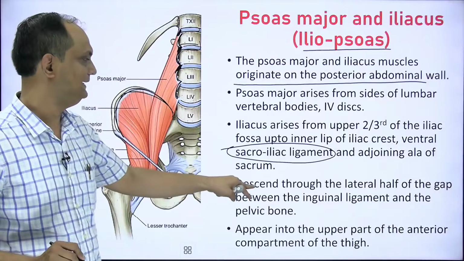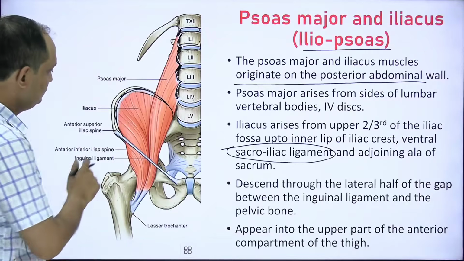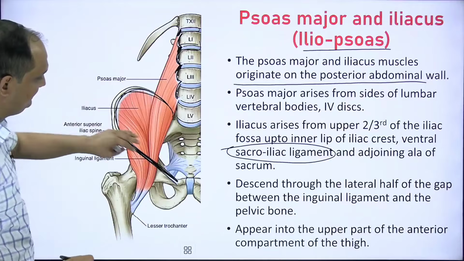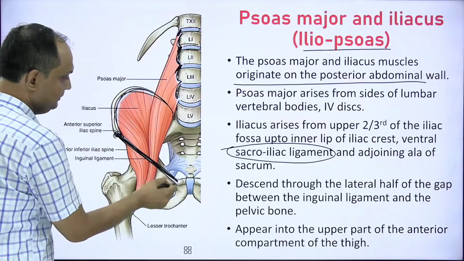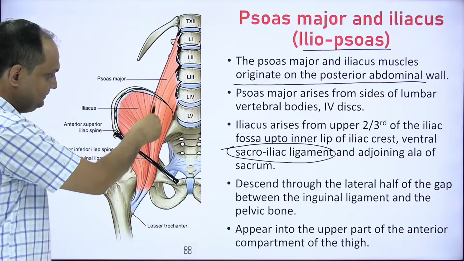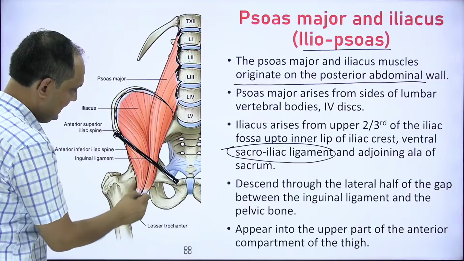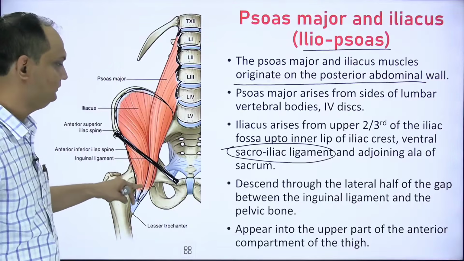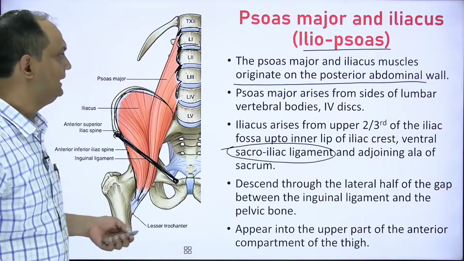They both descend through the lateral half of the gap between the inguinal ligament and pelvic bone. You can see this is the inguinal ligament, and there is a gap between the bone and the ligament. The ligament is attached from the ASIS to the pubic tubercle, and the gap behind the ligament allows exit to these two tendons. Both tendons converge and appear in the front of the thigh, where you can appreciate them in the floor of your femoral triangle.